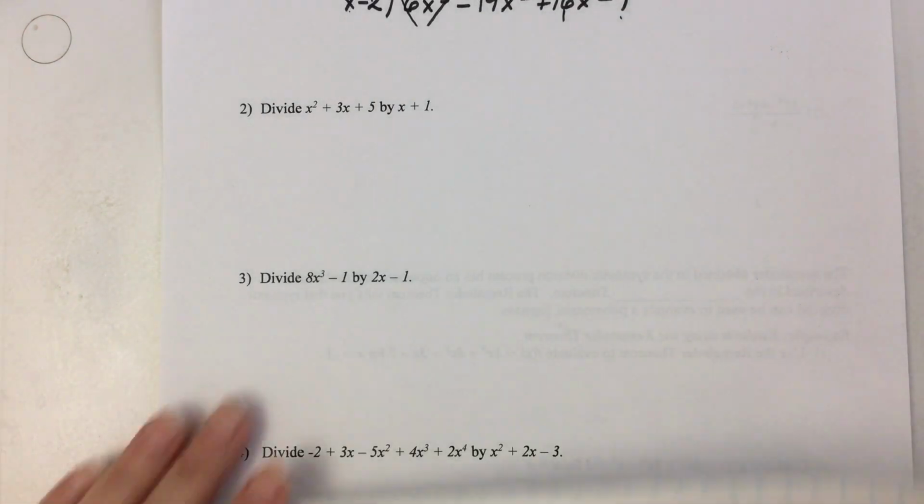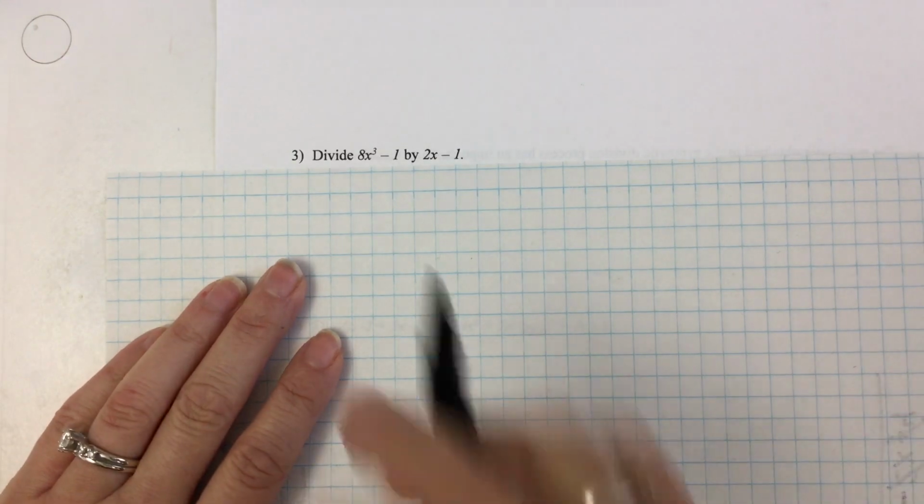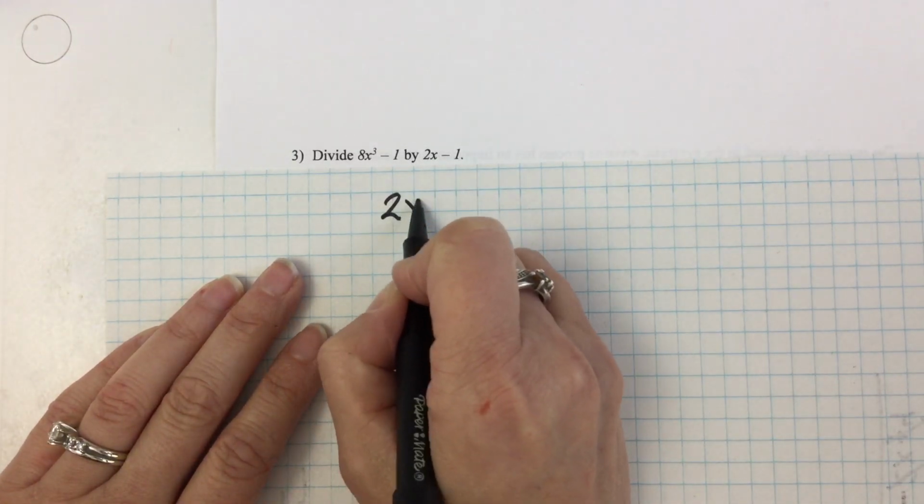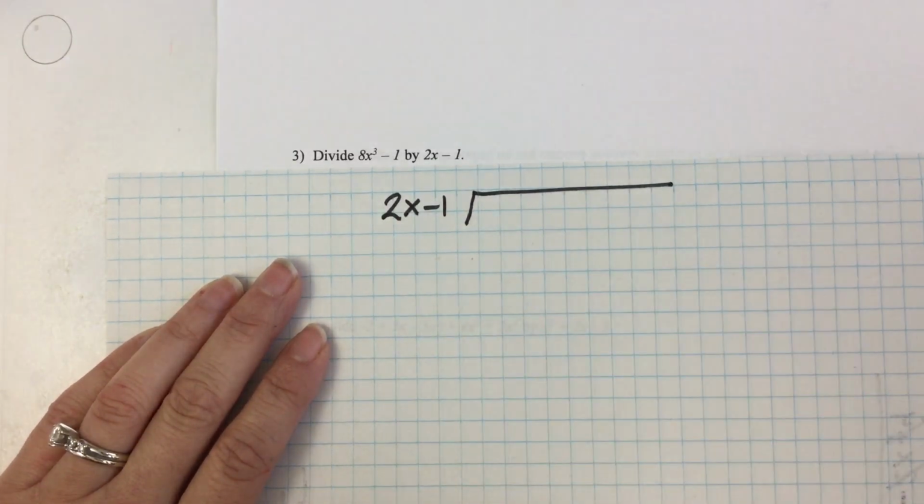Okay, let's look at another one. Number 3, whatever you're dividing by, that's what goes on the outside.